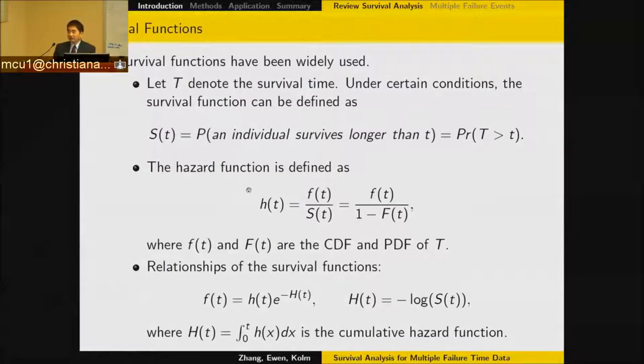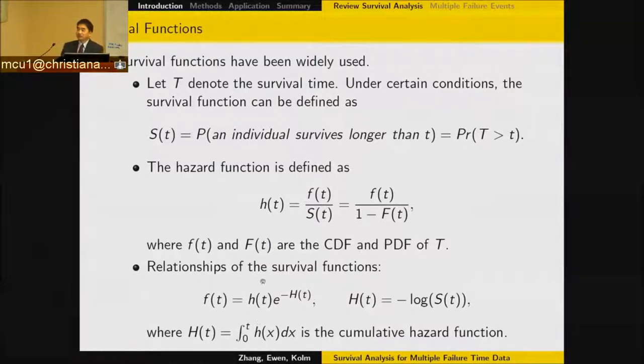Correspondingly, we have a third function, defined as the function for the probability, which means that f(t) is called the probability density function. And then we can say this is the hazard function, defined as the ratio of the PDF of T and the survival function. And beautifully, we have the relationship between the survival function and the hazard function.